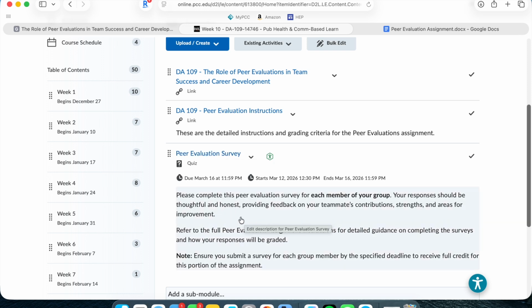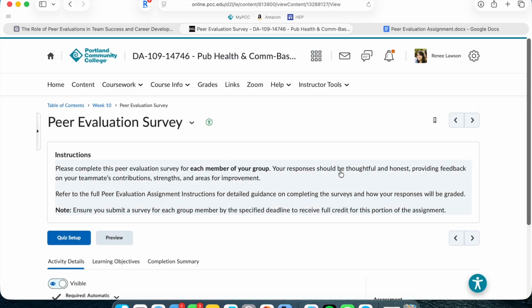So the instructions here: complete this peer evaluation survey for each member of your group. So again, if you have 4 people in your group, you're going to submit this survey 3 different times. You can complete this multiple times. Your responses should be thoughtful and honest. You should provide feedback on contributions, strengths, and areas for improvement. You can always refer back to the instructions that we just went over. And then make sure that you just submit 1 survey for each person.